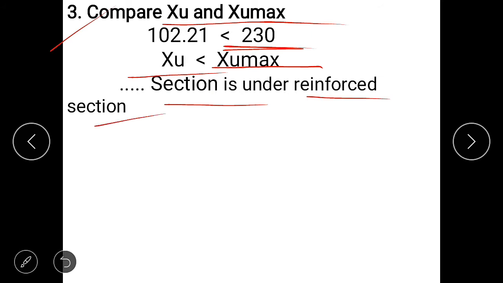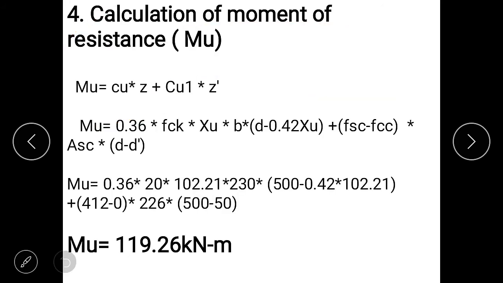How do we consider whether a section is under reinforced, over reinforced, or balanced? If Xu is equal to Xu max, it is called a balanced section. If Xu is greater than Xu max, it is called an over reinforced section, and if Xu is smaller than Xu max, it is called an under reinforced section. Okay, now we have to calculate the moment of resistance, Mu.